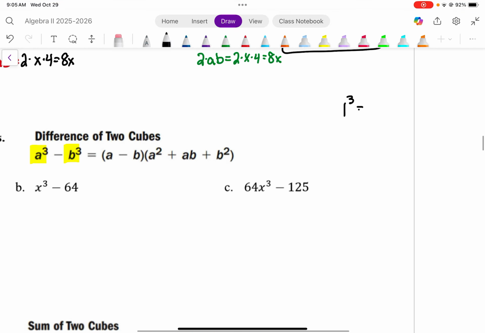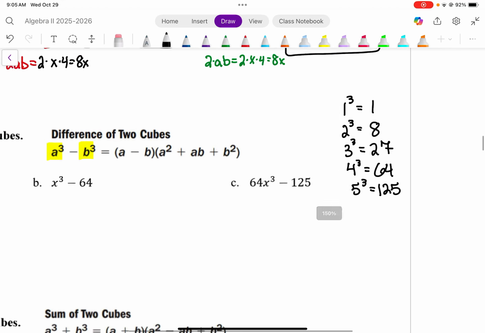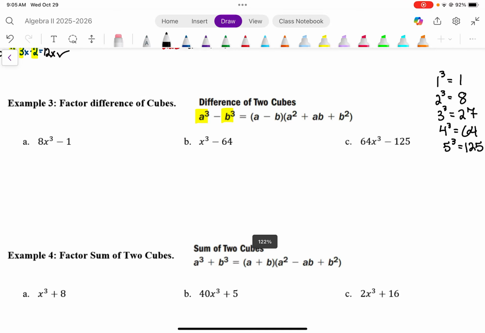So 1 raised to the power of 3 is 1. 2 raised to the power of 3 is going to be 8. 3 raised to the power of 3 is 27. 4 raised to the power of 3 is going to be 64. And then 5 raised to the power of 3 is 125. And again, we might have numbers bigger than this because we are working with a calculator part of the test. But you can make your list longer if you need to. For now, that's all we would need.